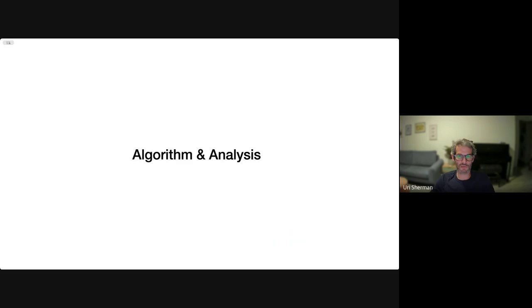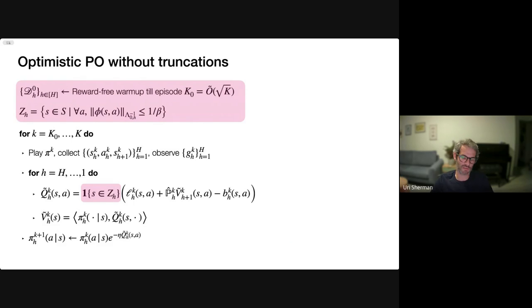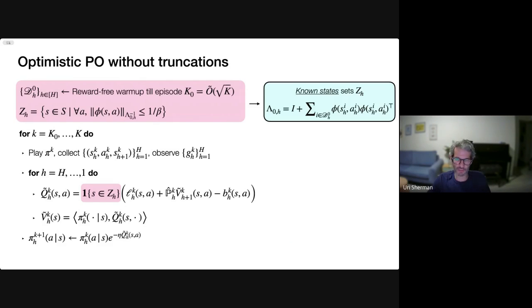Okay, so at this point, we are ready. I'm ready to present the algorithm, which just takes these ideas from the previous slides and applies them. Thankfully, we have a previous work by Wagenmaker et al., that I will describe shortly, that gives us a reward-free exploration algorithm that we can use here. So first, to go through the steps: we apply this reward-free warm-up procedure only for a moderate number of episodes. Then we define what we call the known state sets, ZH, exactly according to this bound on the potential of the state actions, which we know we will be needing in the analysis. The known state set at time H is all the states such that no matter which action we take, the potential of phi SA is going to be bounded by 1 over beta when we use the covariate matrix induced by the data set returned from the reward-free warm-up procedure.